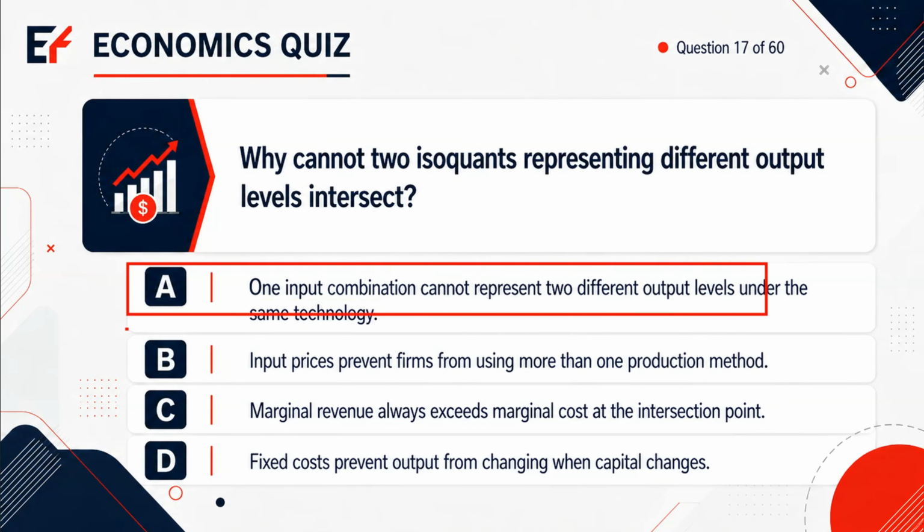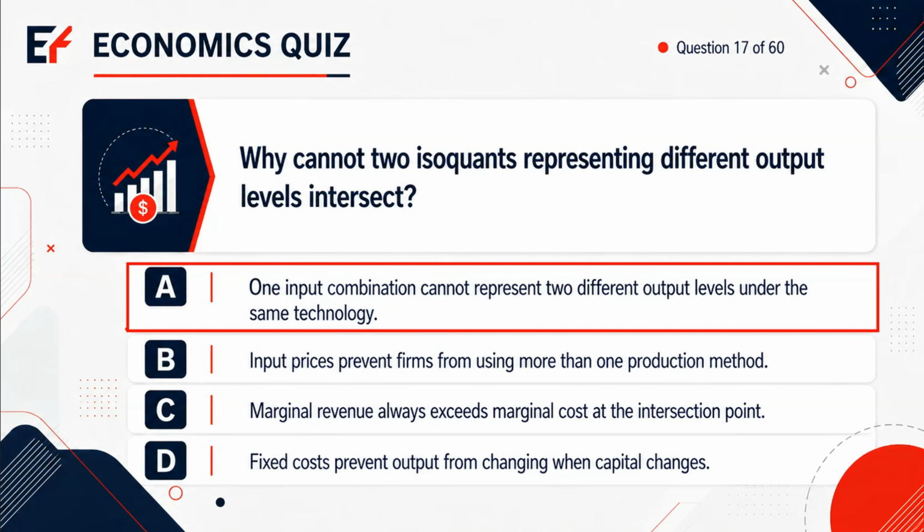Let's reason through it. Each isoquant represents a specific output level using different possible combinations of inputs. If two isoquants intersected, the intersection point would show the same combination of labor and capital producing two different quantities of output. Under the same production technology, that is not possible.